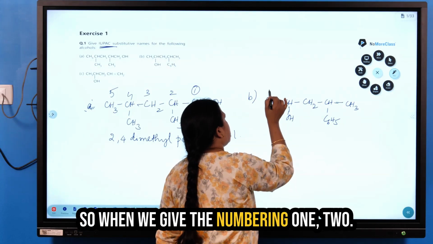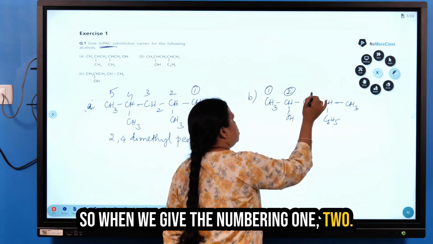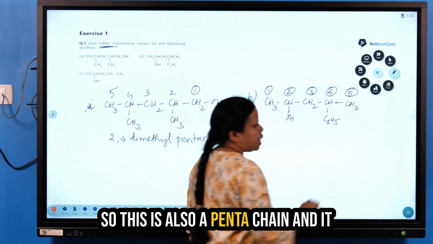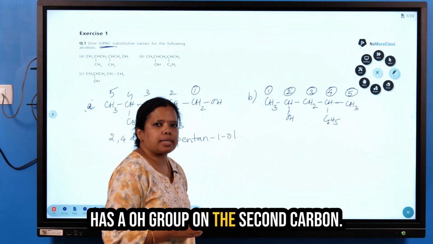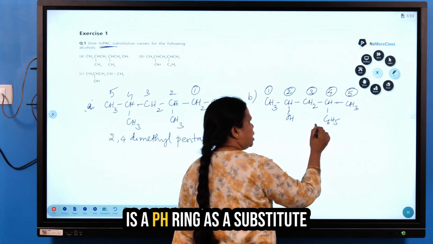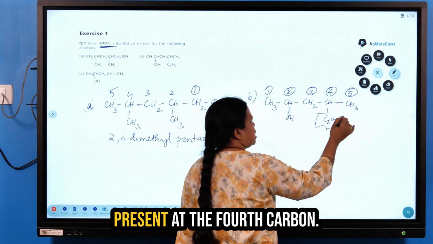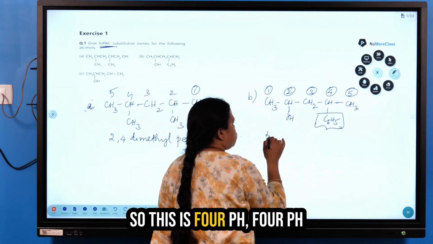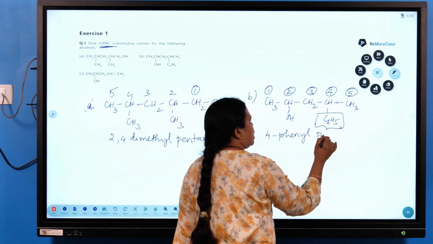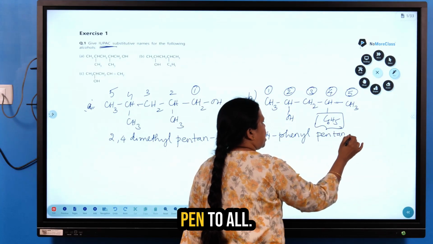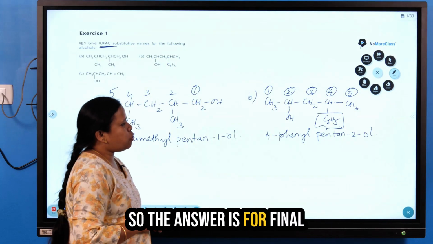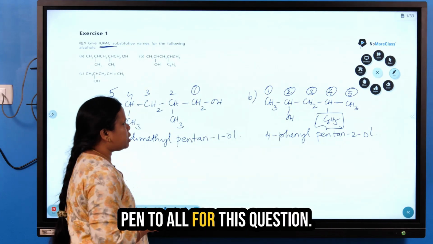So when we give the numbering 1, 2, 3, 4 and 5, this is also a penta chain and it has an OH group on the second carbon. So this is pentan-2-ol, but there is a phenyl ring as a substituent present at the fourth carbon. So this is 4-phenylpentan-2-ol. So the answer is 4-phenylpentan-2-ol for this question.